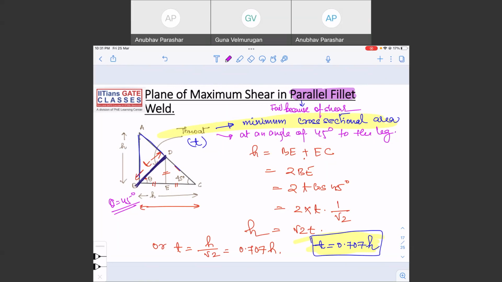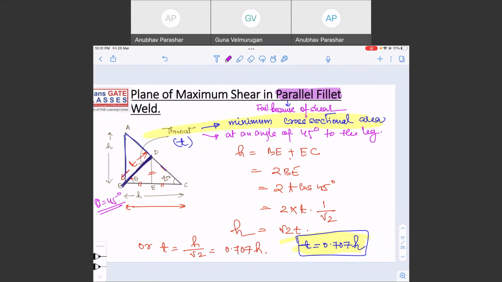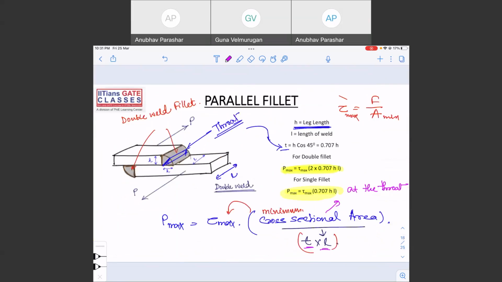The throat is the minimum cross-sectional area. The throat is at an angle of 45 degrees. The thickness of the throat is equal to 0.707 H. Then P max for double fillet is equal to tau max into... these formulas are important. Directly the formulas might be asked. It has been seen that the formulas are directly asked for double fillet or single fillet.